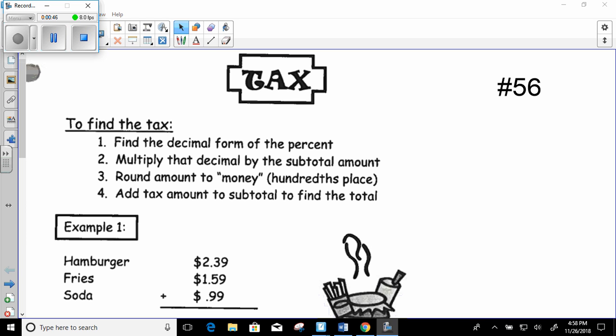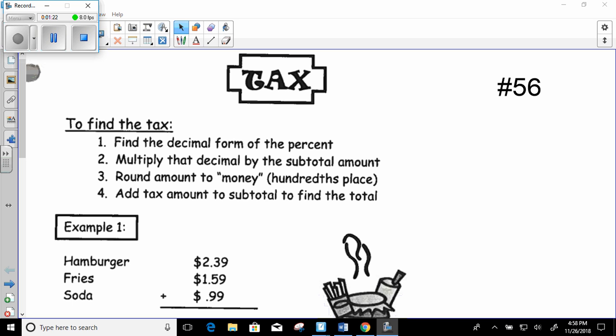So we're going to start off by how do you find the tax? Well, when you find the tax, you're going to find the decimal form of that percent, which you already know how to do. And then you're just going to multiply that decimal by your subtotal and round the amount to money, which is the hundredths place. And then we're going to add the tax to the subtotal to find the total. So just think about when you go to the grocery store, you go to 7-Eleven and you buy a big gulp. When you go to the register, you're going to get a total. And then, of course, they're going to add on the tax.